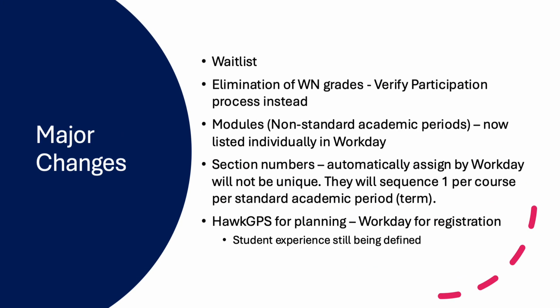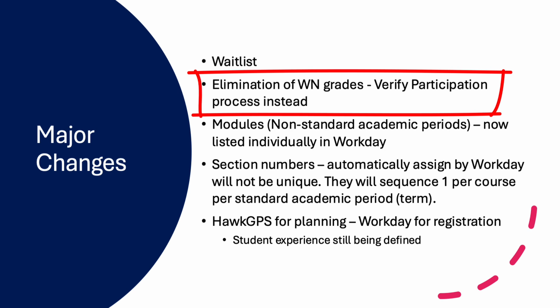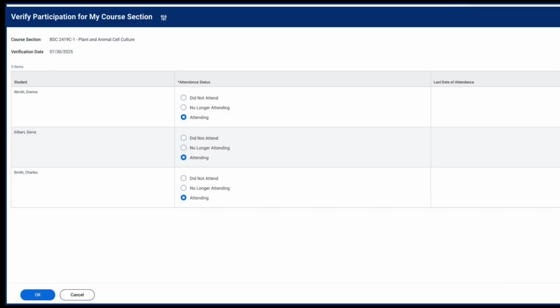Another exciting change is that the WN grade is going away effective fall 2026, and it will be replaced with a Workday process called Verify Participation, which is one of the tasks you will be required to complete in Workday. This will be of great benefit to students because once students are verified as not attending or not participating, they will be dropped from the course, which means they will not be charged for the course, so it will not count negatively towards their GPA or financial aid.